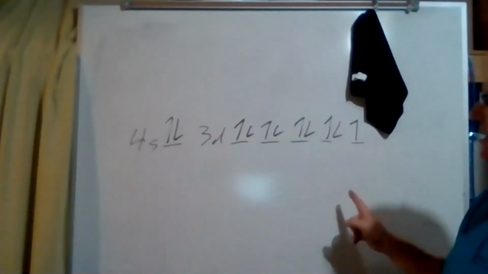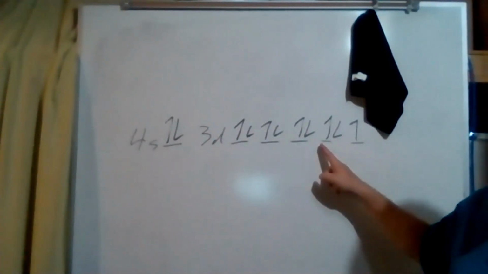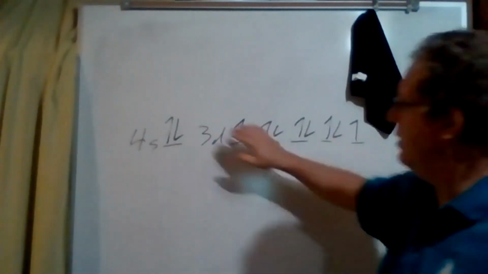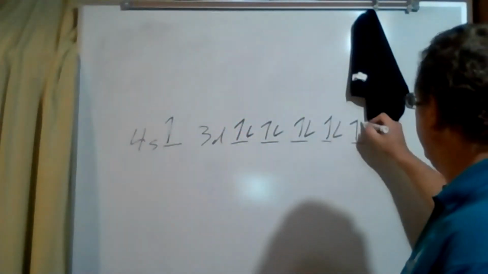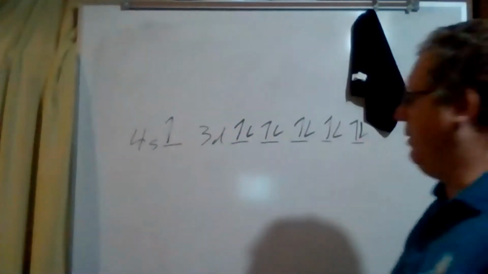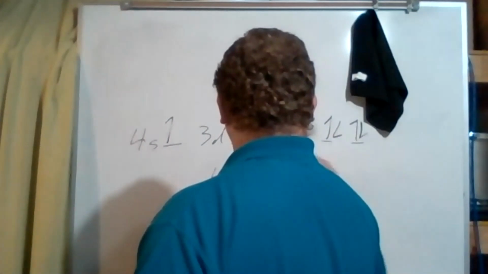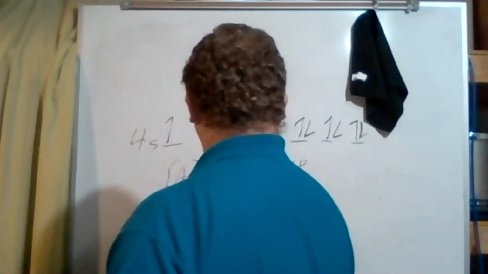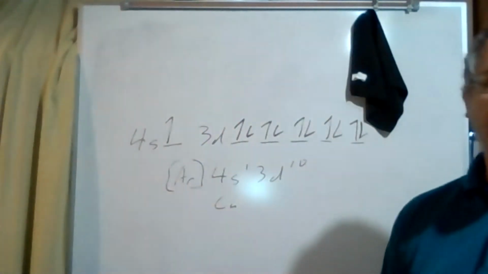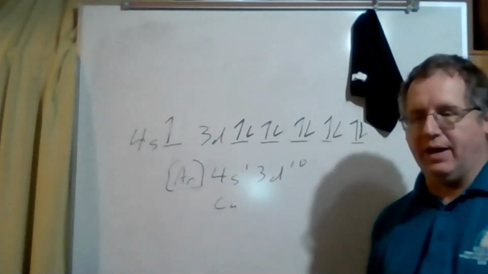But what happens is that since this is degenerate and it is closer to the nucleus, this electron here actually comes down here, giving me 4s1 3d10 for copper. Now, likewise, chromium is going to be 4s1 3d5.